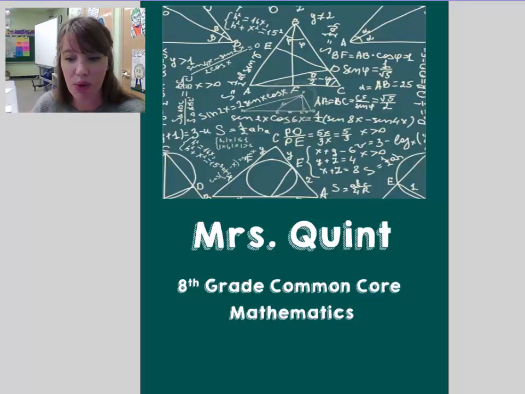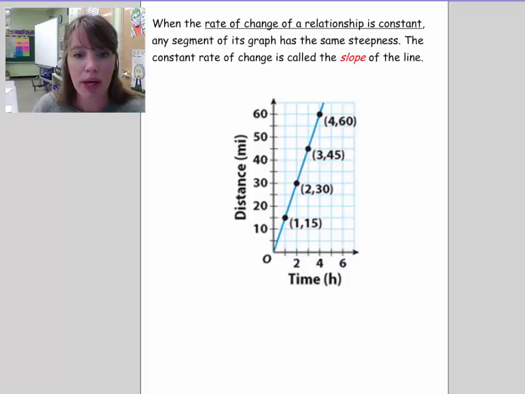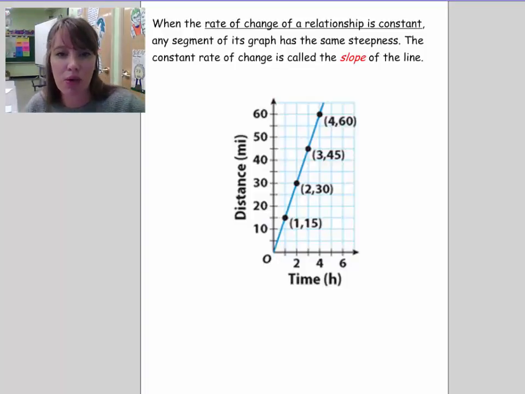Welcome back. Today we're going to talk about the slope of a line, okay? And it's going to relate to the rate of change that we talked about yesterday. We talked about how sometimes it can be constant and sometimes it can be variable. So let's talk about what happens when it's constant, what the graph of the function looks like.